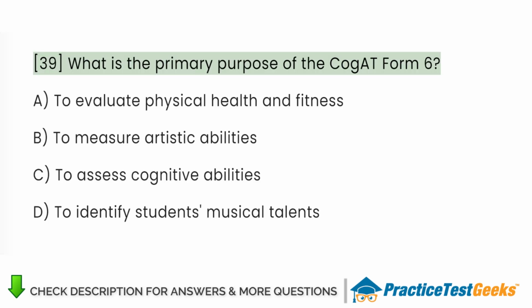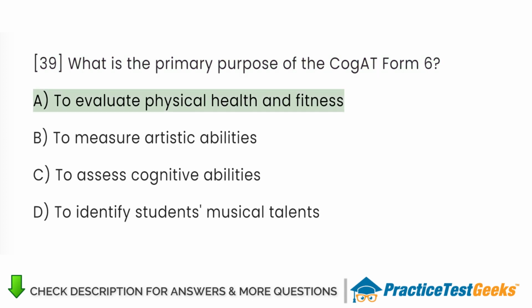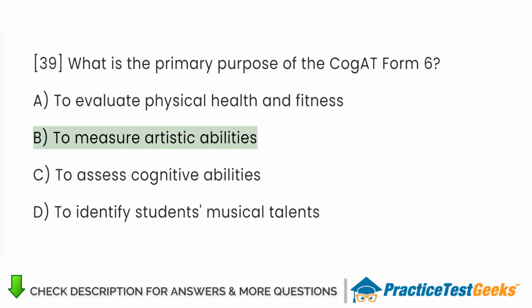What is the primary purpose of the CogAT Form 6? A. To evaluate physical health and fitness. B. To measure artistic abilities. C. To assess cognitive abilities. D. To identify students' musical talents.